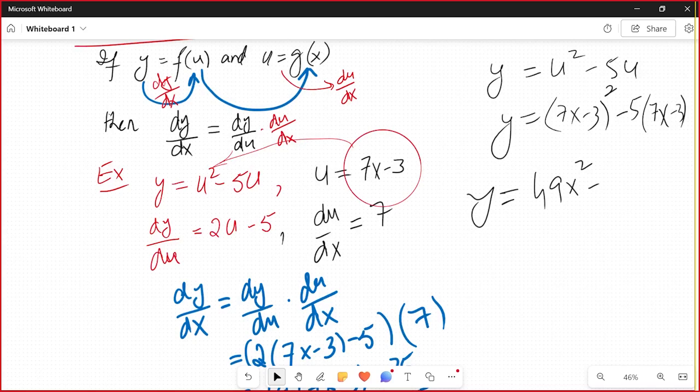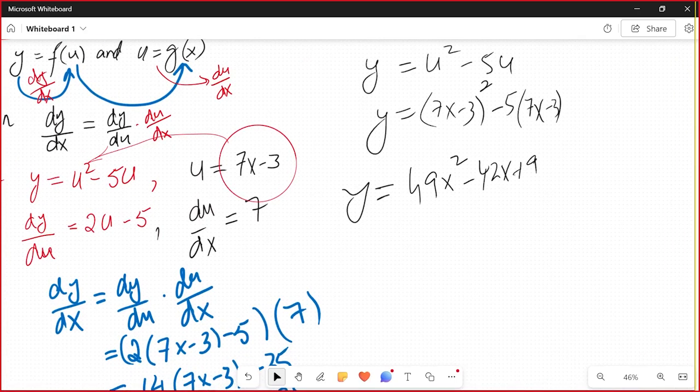Because (a minus b) square is a square minus 2ab plus b square. Minus 2 times 21, that is 42x. Yeah, you are right. Plus 9. So 49x square minus 42x plus 9, right? And what about opening the other? 5 times minus 7 is minus 35x, plus 15.